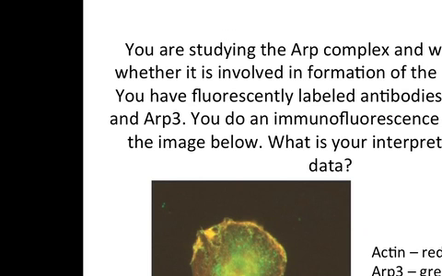Okay, here's another practice problem. We'll just follow them today. You are studying the ARP complex and want to know whether it is involved in formation of the leading edge. You fluorescently labeled antibodies against actin and ARP3. You do immunofluorescence and see the image below. Actin is red, ARP is green. Yellow means they're in the same place. So take a minute to look at it and talk to your friends, and then you'll tell me what you think.